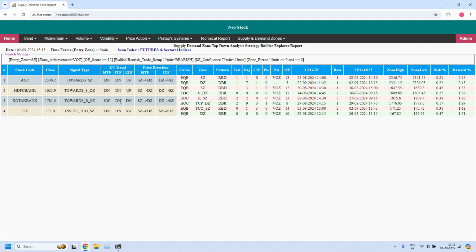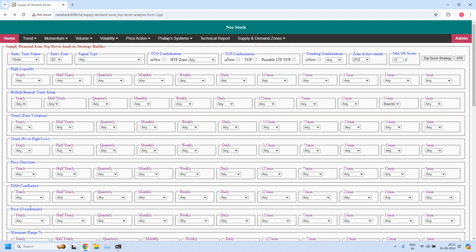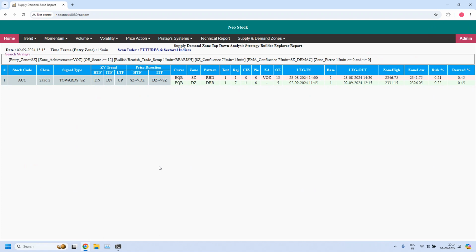Let's check if these 75 minute supply zones are having EMA confluence. It's a high probability trade setup. So in the EMA confluence at 75 minutes time frame, I am checking 75 minute supply zone with daily EMA confluence. Only one stock. ACC. ACC is having the 75 minutes supporting bearish trade setup.